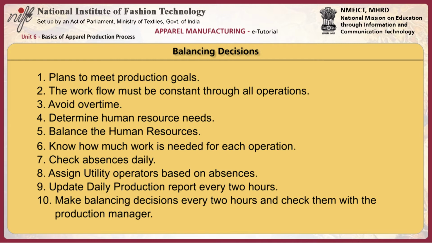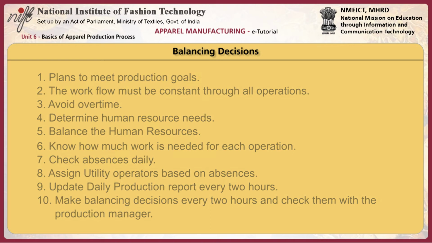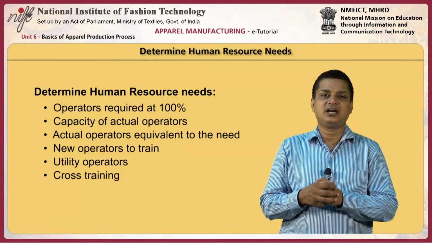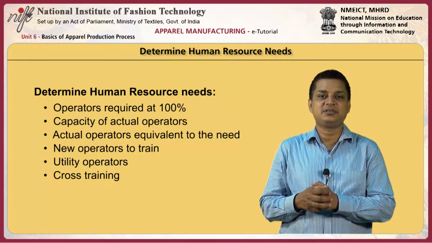Update daily production report every 2 hours. Make balancing decisions every 2 hours and check them with the production manager. Determine how many operators are required to work at 100% capacity.